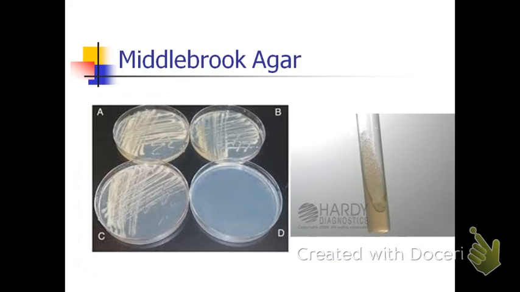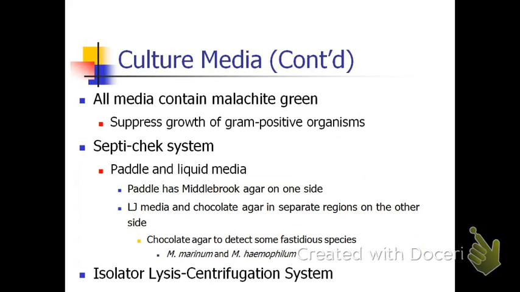Okay, so aside from the Middlebrook agar, I told you a while ago that it's very important to take note that all culture media will have malachite green. This is the main inhibitory substance, and the main purpose of the malachite green is to suppress the growth of unwanted organisms such as gram-positive bacteria.